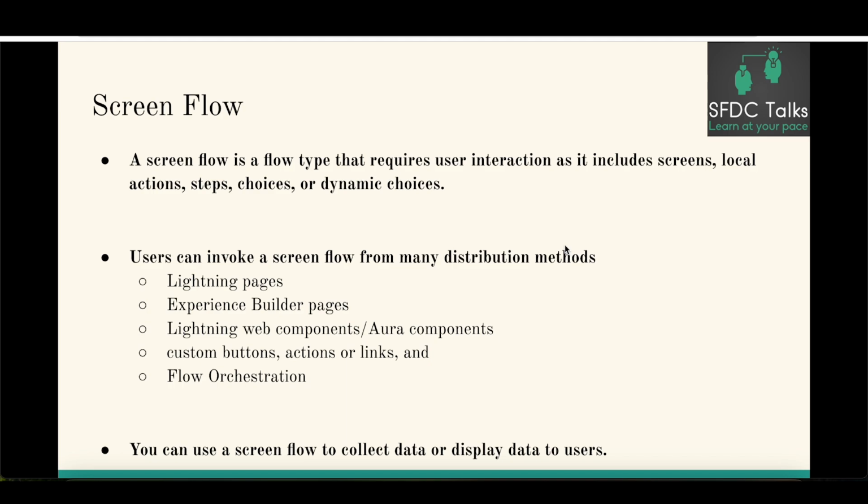And how can it be invoked? There are various places from which a screen flow can be invoked. One is the Lightning record pages, the normal pages we see from the home tab, or from the record pages. We can also use a screen flow in Experience Builder pages, and it can also be invoked from a Lightning web component or Aura components. It can also be invoked from custom buttons, actions, and links of the objects, and also from something called flow orchestration.